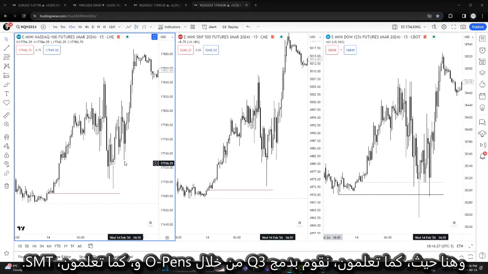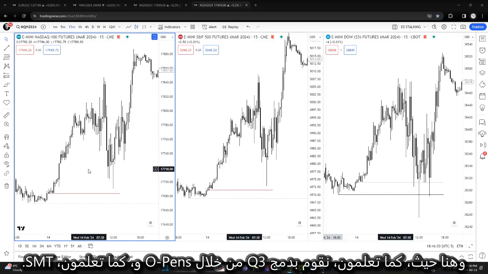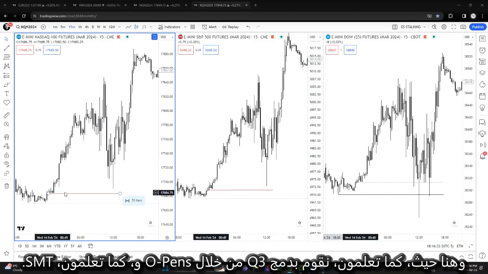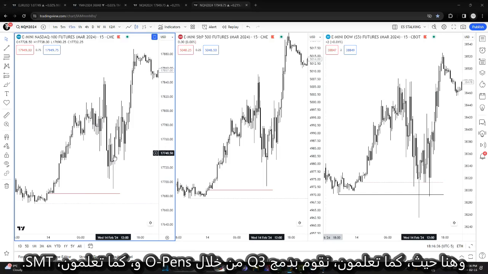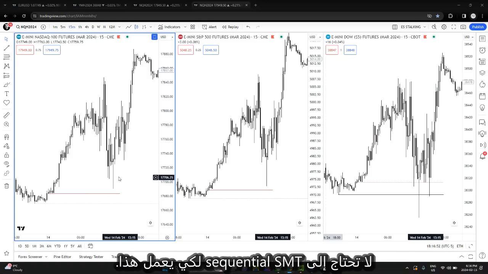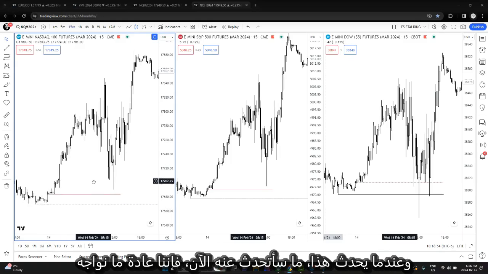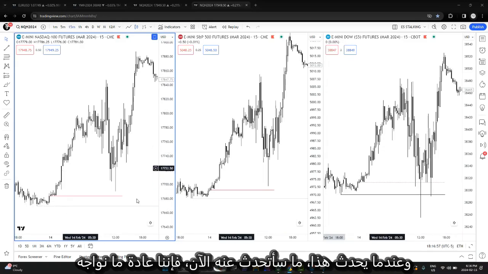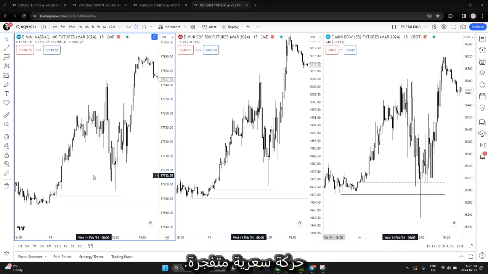And here is where we incorporate Q3 true opens and SMT. So with this one in particular, sequential SMT would strengthen it, but you don't need sequential SMT for this to work. And whenever what I'm going to talk about right now happens, then we usually have explosive price action.